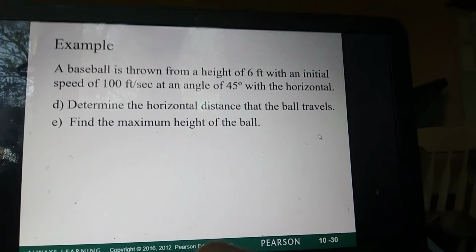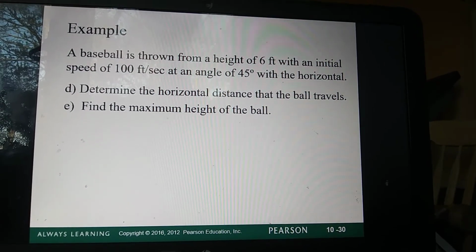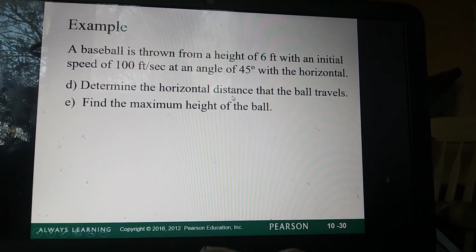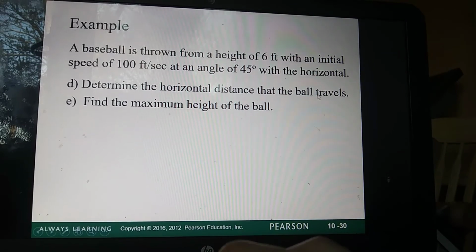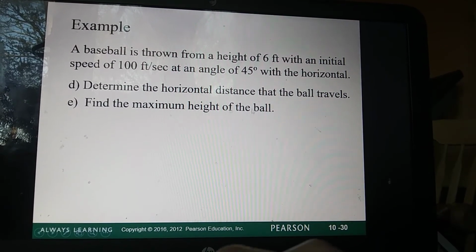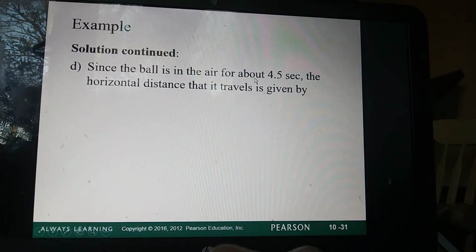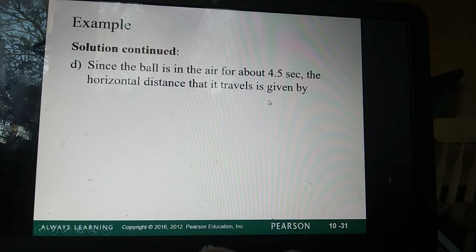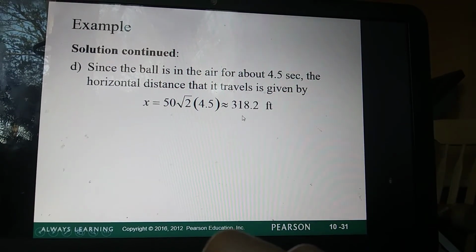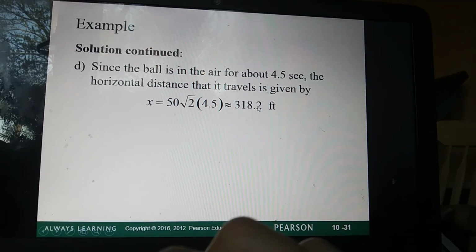And then the last 2 parts: determine the horizontal distance that it travels total. We just figured out the time it hits the ground, so that's the time we're going to use. We're going to plug 4.5 in for t in the x expression. And then we also want to find the maximum height of the ball. So let's do part D first. We plug in that 4.5 seconds into the x expression, and we get 318.2 feet.